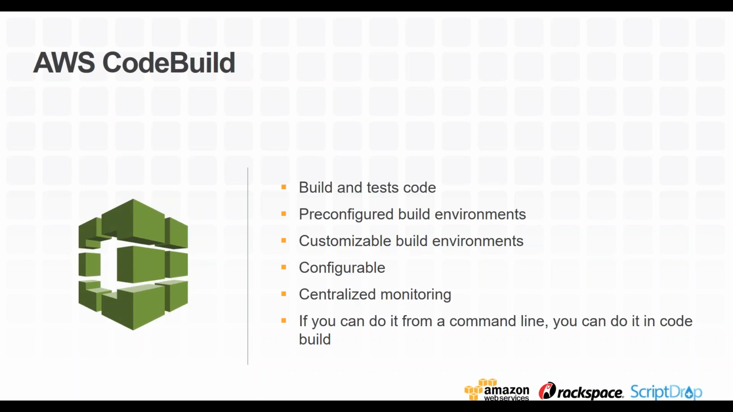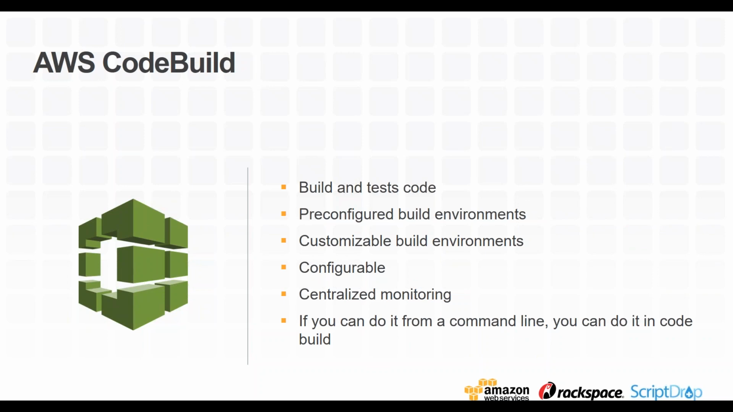All right. Next tool we're going to talk about is AWS CodeBuild. Now this is the newest tool brought by AWS. This was announced last year in 2016 at AWS re:Invent. And to me, this is kind of the missing piece. This is used to build and test code. It takes pre-configured build environments, or you can customize your own. It is fully configurable and has centralized monitoring on it.